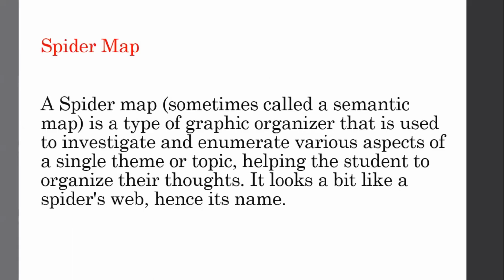Next, we have spider map. Spider map, sometimes called semantic map, is a type of graphic organizer that is used to investigate and enumerate various aspects of a single theme or topic, helping the student to organize their thoughts. It looks like a spider's web, hence its name. So a spider map is useful if the topic has a lot of information about it and you need to thoroughly classify them.